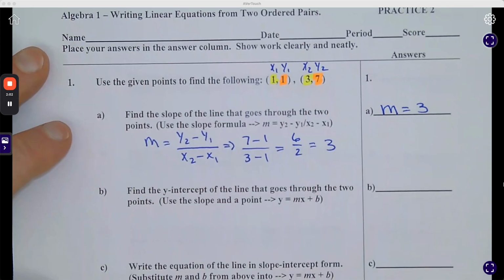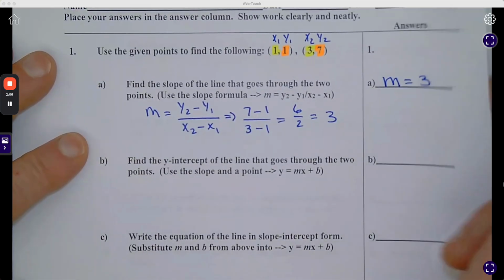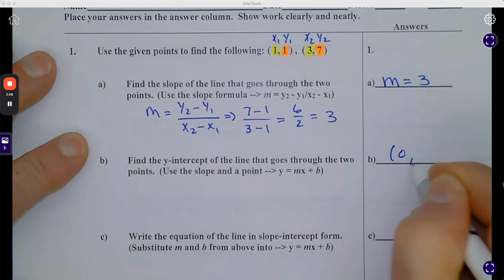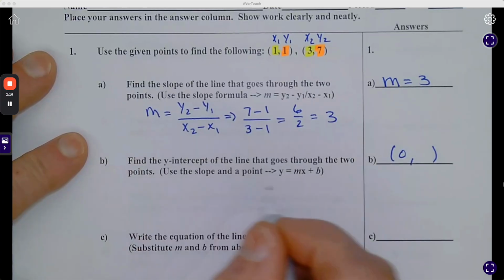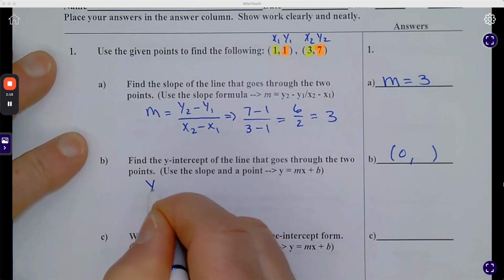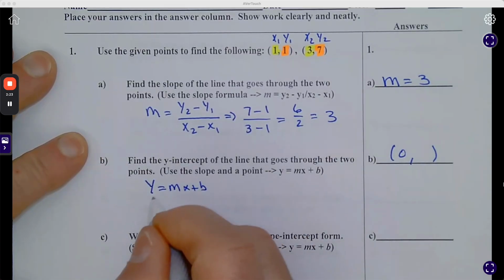Now we're going to find the y-intercept. That's where it crosses the y-axis. And I know everywhere it crosses the y-axis, x is 0. That's important. X is always 0 at the y-intercept. Always. How we find it is we use y equals mx plus b, slope-intercept form of an equation. And I put in things that I know.